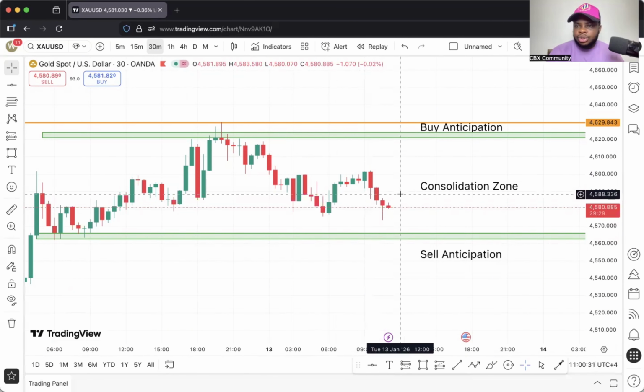So all we need to do is be patient until we are able to identify a structure by which the candle will have to break our support zone, or break our resistance zone. Then we can anticipate to take a position. But for now, we don't need to do anything. Let's see what this recent 30 minutes candle wants to do.